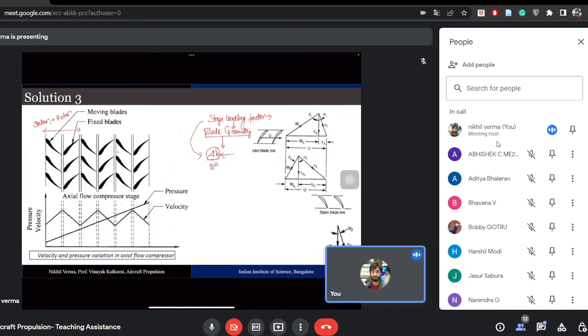For a defined blade geometry, this quantity is fixed. Therefore, if you have to raise the pressure by a large amount, you need a larger U, that is, a higher RPM, which is not desirable for a compressor blade. So what we usually do is divide the total pressure rise among the stages, given that U square is fixed.